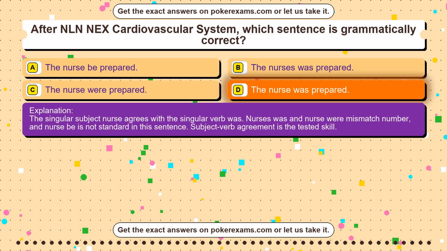Nurses was and nurse were mismatch number, and nurse be is not standard in this sentence. Subject-verb agreement is the tested skill.